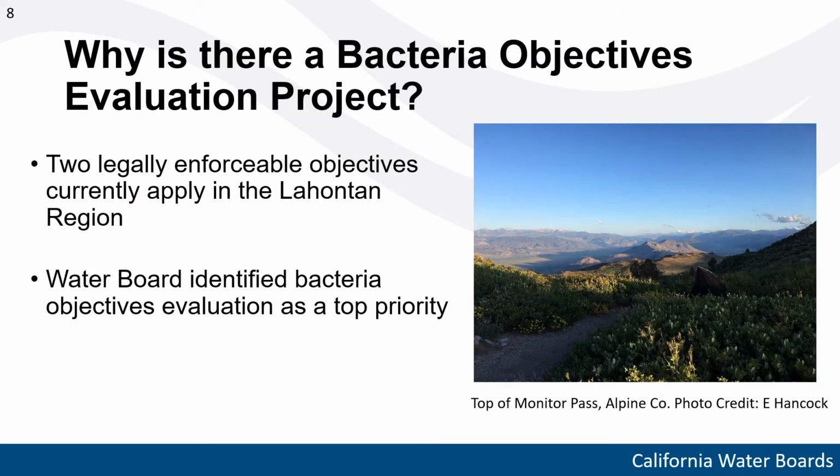As many of you know, there are 2 bacteria water quality objectives in effect in the region. One of these objectives has been in place throughout the Lahontan region since the early 1990s, and that is the fecal coliform objective found in the Lahontan region Basin Plan. The other objective is fairly new in California, and that is the E. coli objective, which was adopted in 2018 by the State Water Resources Control Board.